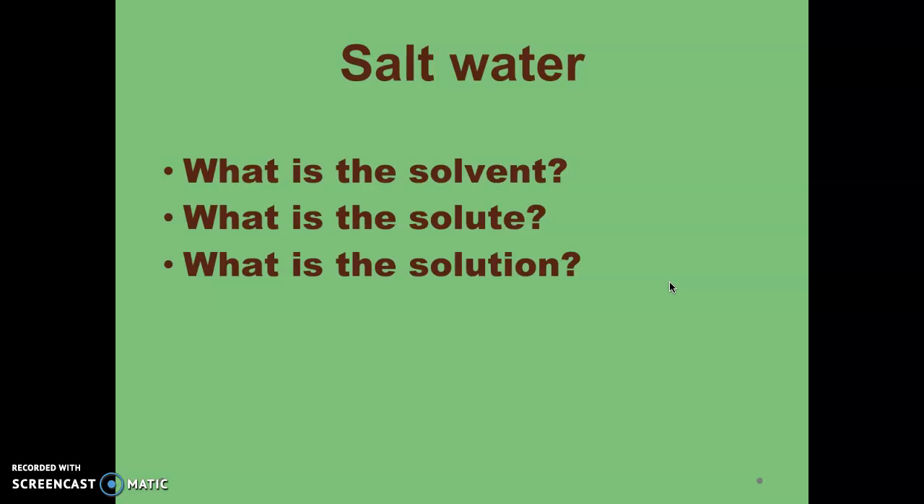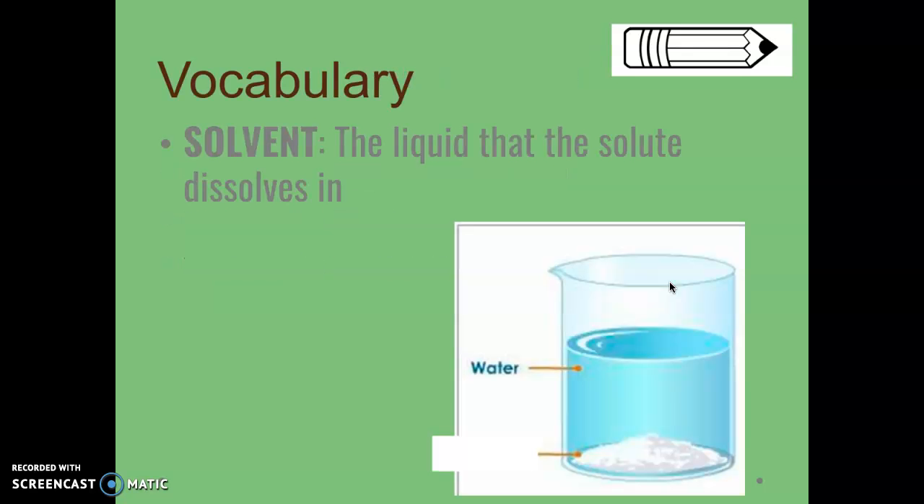Okay, so the solution, I think, is the easiest thing to think of. The solution is like the whole thing, right? We can think of a math solution, the end product. So the solution is what we get at the end. That's the salt water. Then we'll remember that the solvent is the liquid.